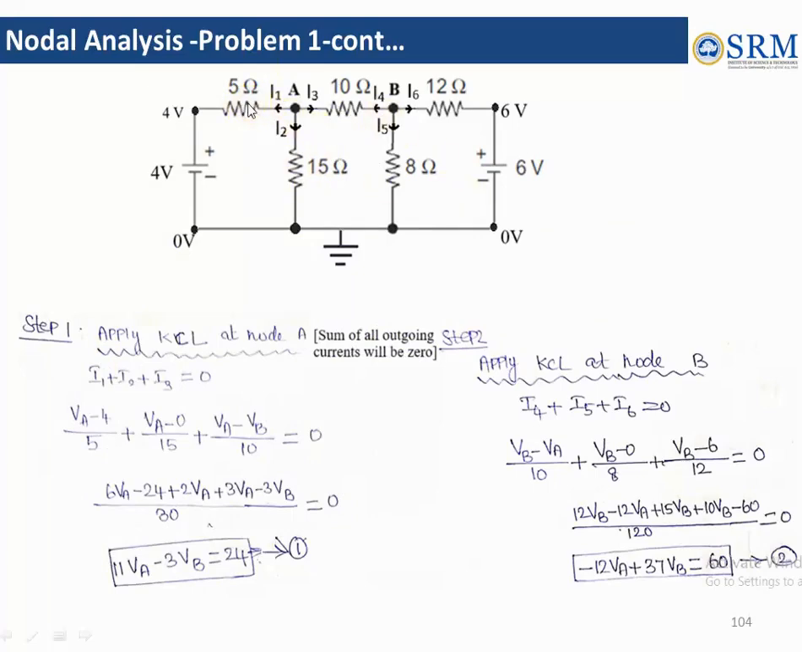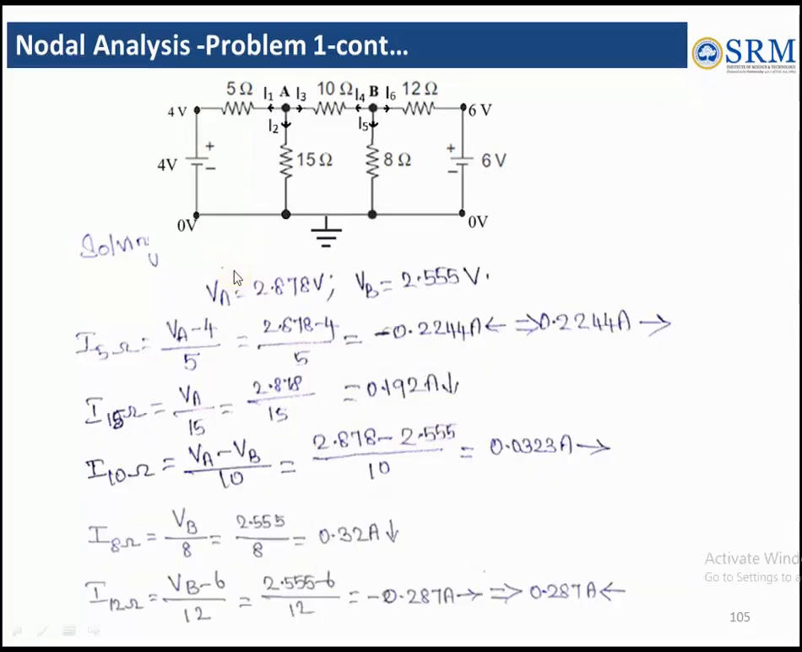So current across the 5 ohm resistor is nothing but VA minus 4 divided by 5. So we know what is VA, substitute and get the value of current. Since it's a negative value, actually the direction of current is from node A, right to left. But since it's a negative value, we have to change the direction of current from left to right. So now we will find the current across the 15 ohm resistor, that is VA minus 0 by 15, right? And here the direction of current is downwards.